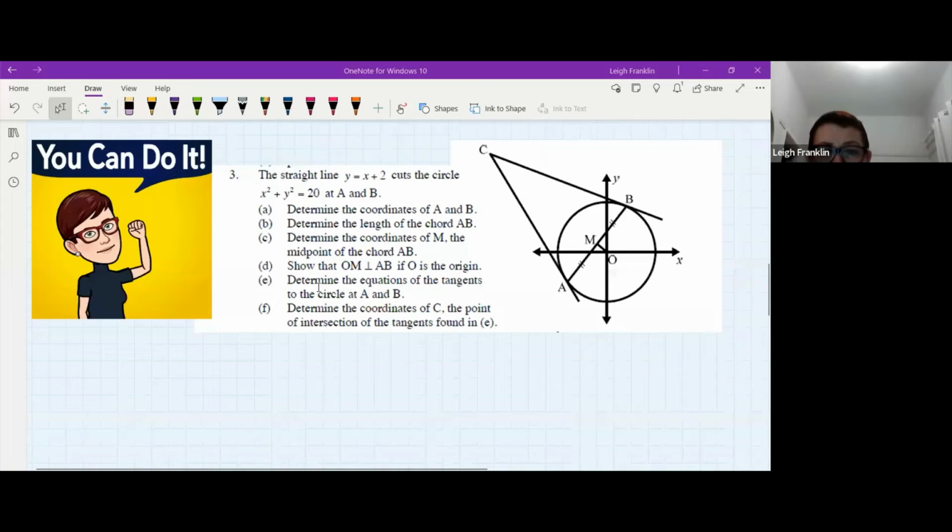Okay, so now that being said, let's have a look at this question over here. They tell us that the straight line y equals x plus 2 cuts the circle x squared plus y squared equals 20 at A and B. The first thing that they want us to do is calculate the coordinates of A and B. So how are we going to do that?